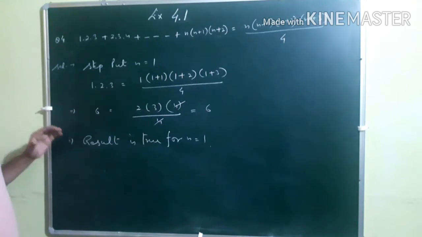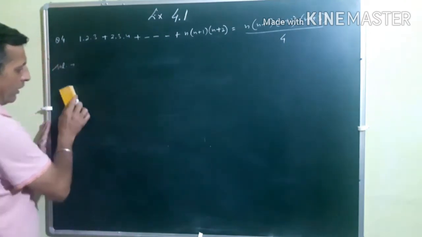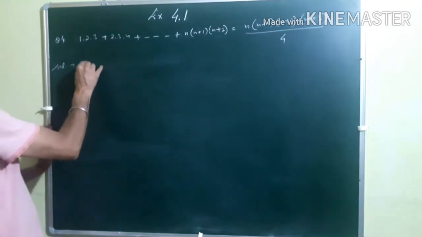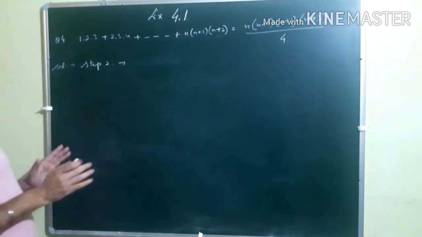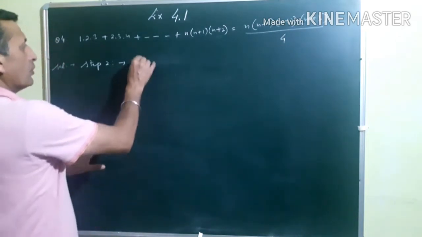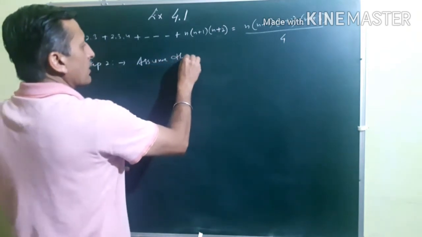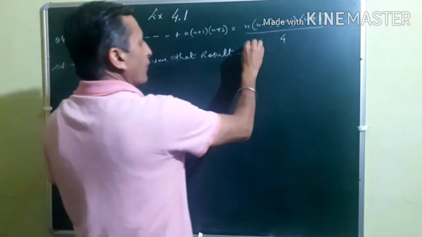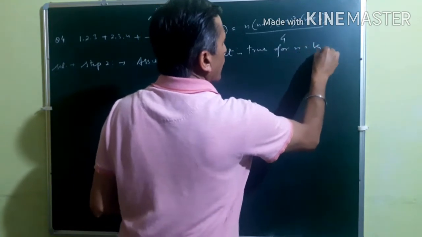Similarly, now we have to check the result for the other terms. Similarly, you can check for 2, 3, 4, and after that we assume that the result is true for n is equal to k. So now step number 2. In this case, we assume that our result is true up to k terms. So you can say, assume that the result is true for n is equal to k.